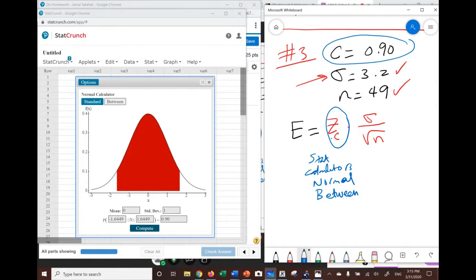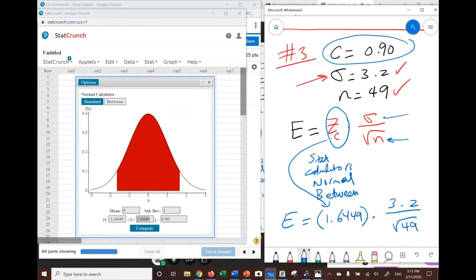So the Z critical that we got, let me just write this in here. And the error is going to be the Z critical. By looking in here, we're going to find it's 1.6449. Again, it is in here. That's Z critical, under the curve in here. Now times the sigma, in this case sigma is 3.2, divided by radical of n, which is 49. Again, we plugged in the n here, we plugged in the sigma here, and we find the Z from before.